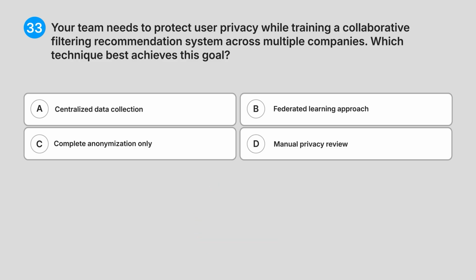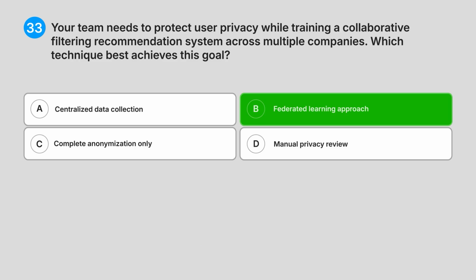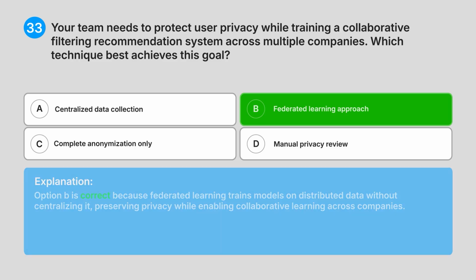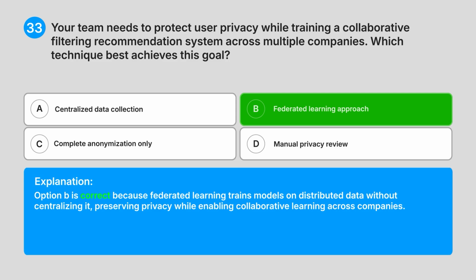Correct answer, B. Federated learning approach. Explanation. Option B is correct because federated learning trains models on distributed data without centralizing it, preserving privacy while enabling collaborative learning across companies.